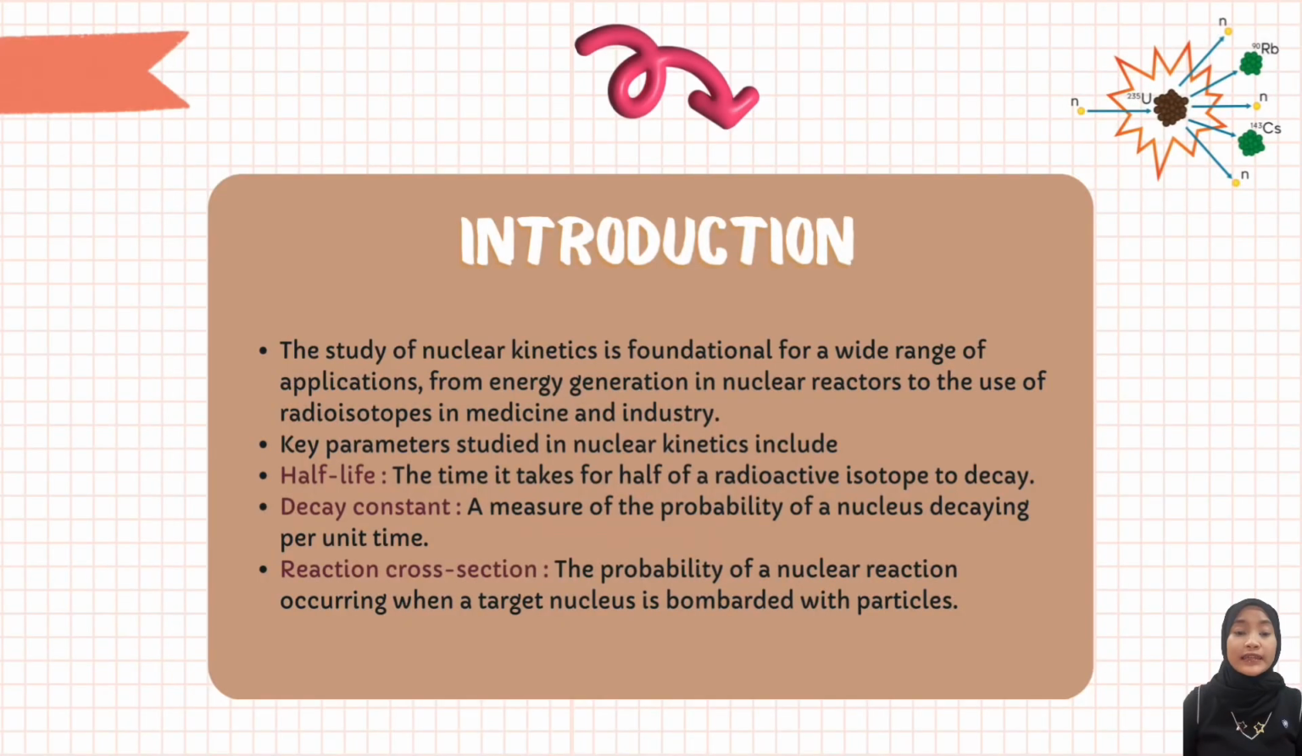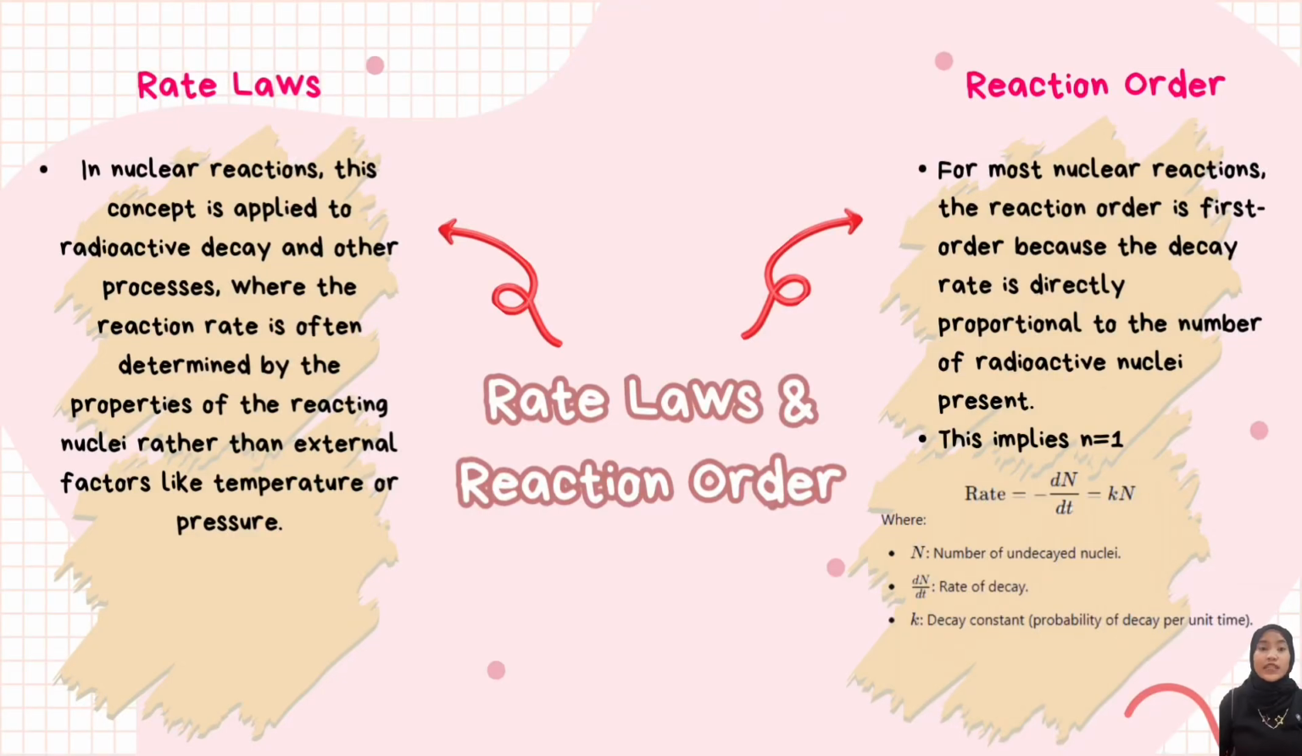The study of nuclear kinetics is foundational for a wide range of applications, from energy generation in nuclear reactors to the use of radioisotopes in medicine and industry. Key parameters studied in nuclear kinetics include: the first one is half-life, the time it takes for half of a radioactive isotope to decay. The second one is decay constant, a measure of the probability of a nucleus decaying per unit time. And the last one is reaction cross-section, the probability of a nuclear reaction occurring when a target nucleus is bombarded with particles. Next, we will discuss rate law and reaction order.